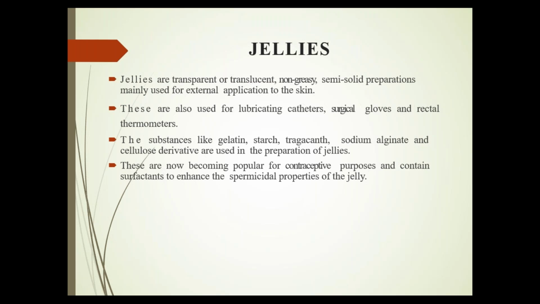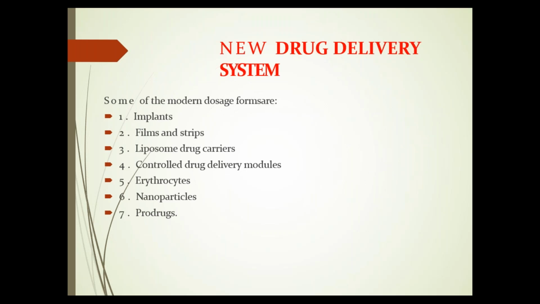Substances like gelatin, starch, tragacanth, sodium alginate or cellulose derivatives are used in jellies. They are also used for contraceptive purposes and contain surfactants to enhance the spermicidal properties of the jellies. The next topic is new drug delivery systems, which we will see in the next class.